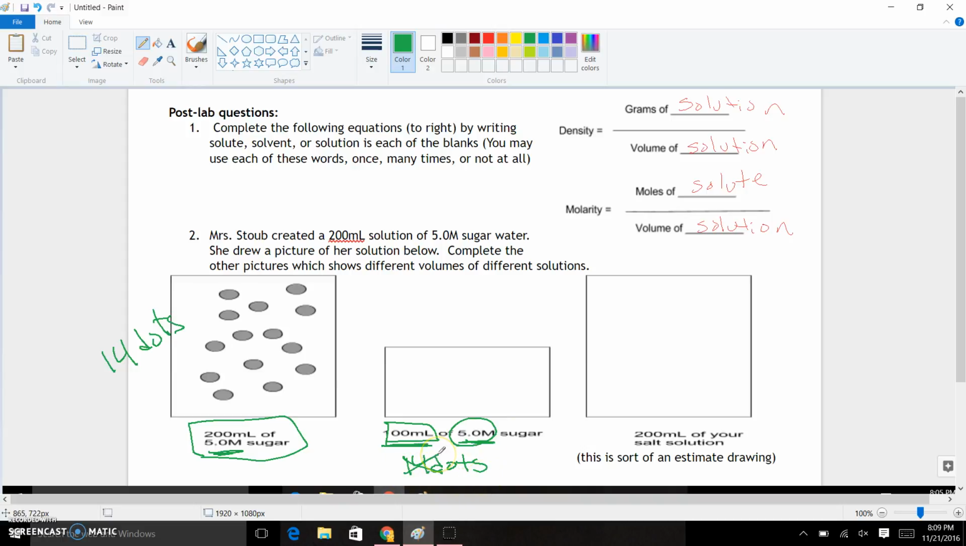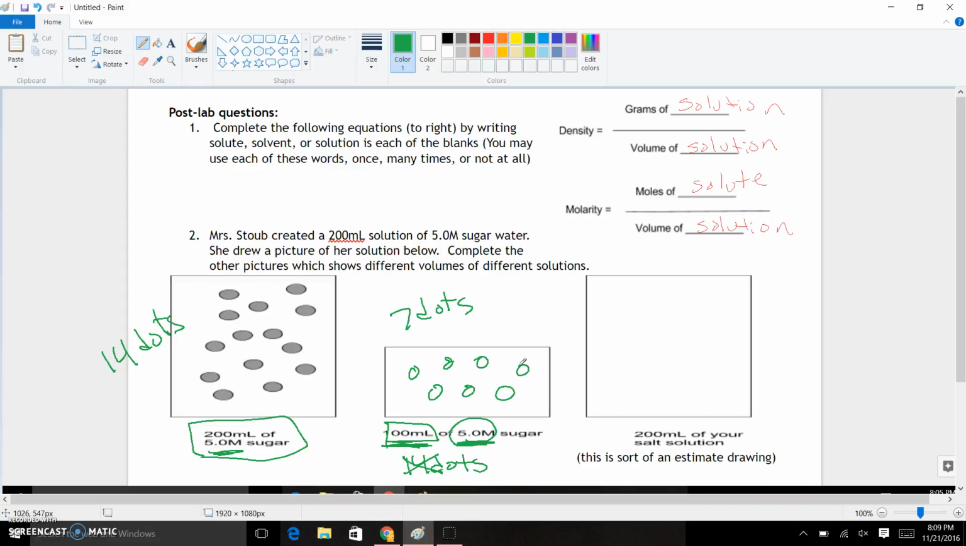So 14 dots can't be it. If I have half the volume and the same concentration, then I have to have half the number of dots. I'm going to draw in here 7 dots. 1, 2, 3, 4, 5, 6, 7. Half the volume means half the amount of stuff in order to keep my same concentration.